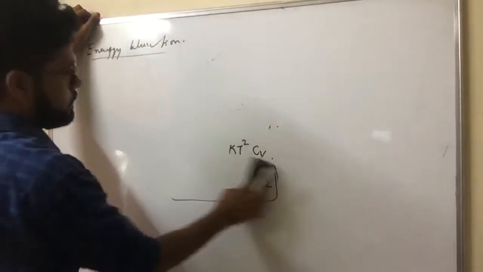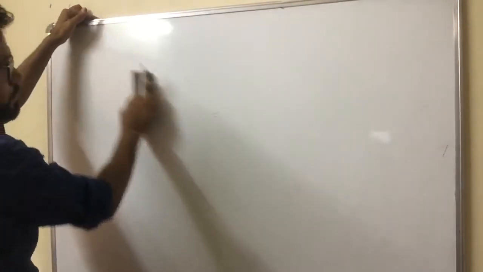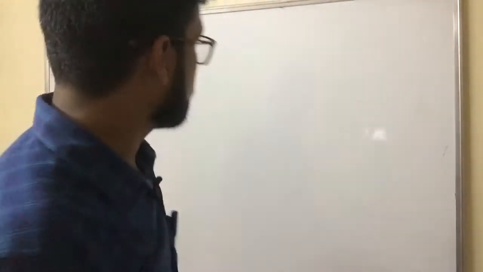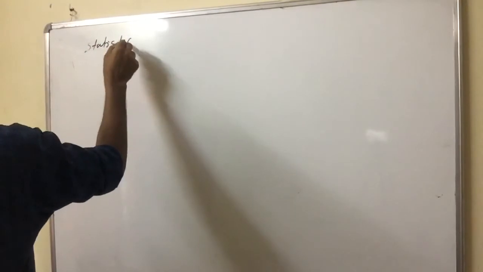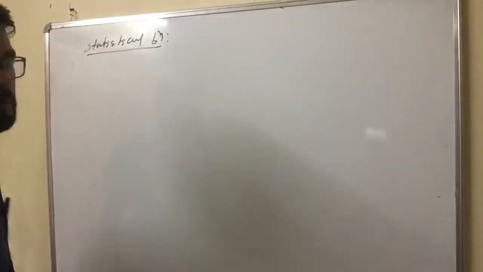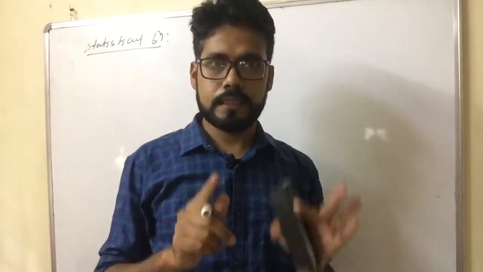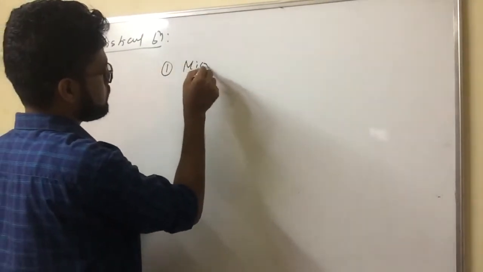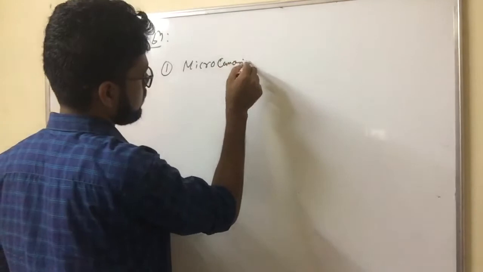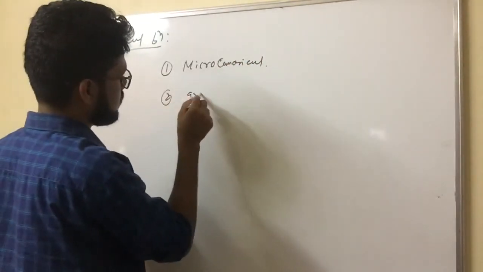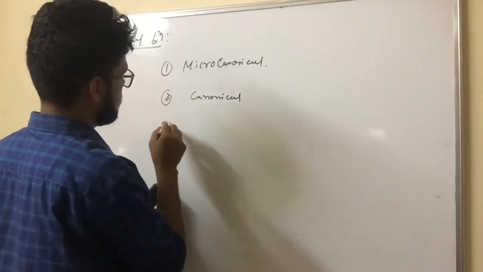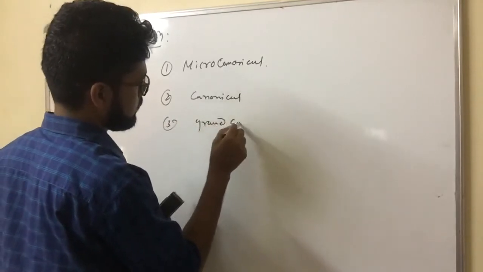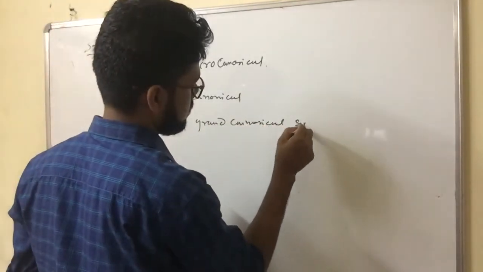Now I will go to the statistical function. What are the statistical functions? In thermodynamics and statistics, there are three important systems. One is microcanonical, two is canonical, and three is grand canonical.